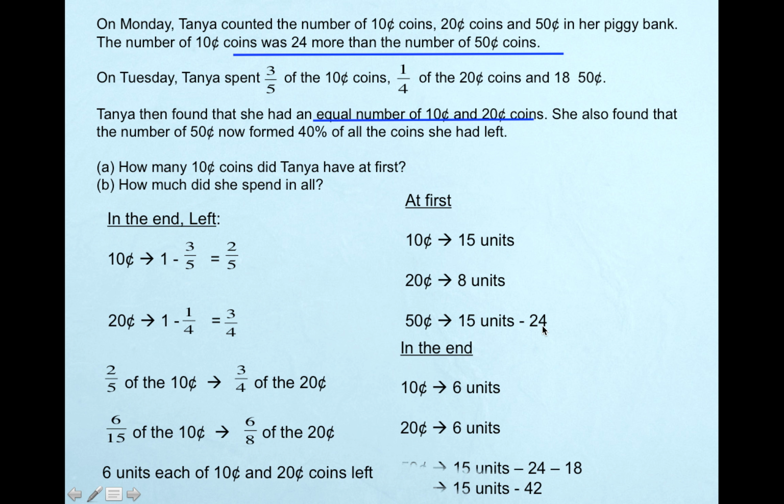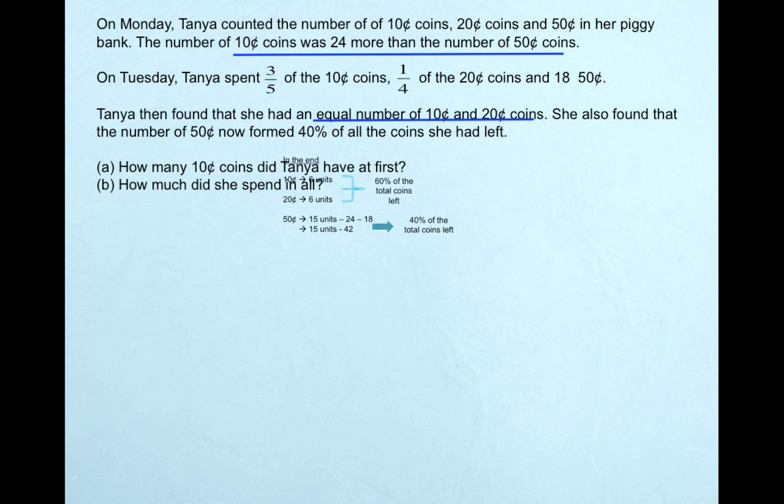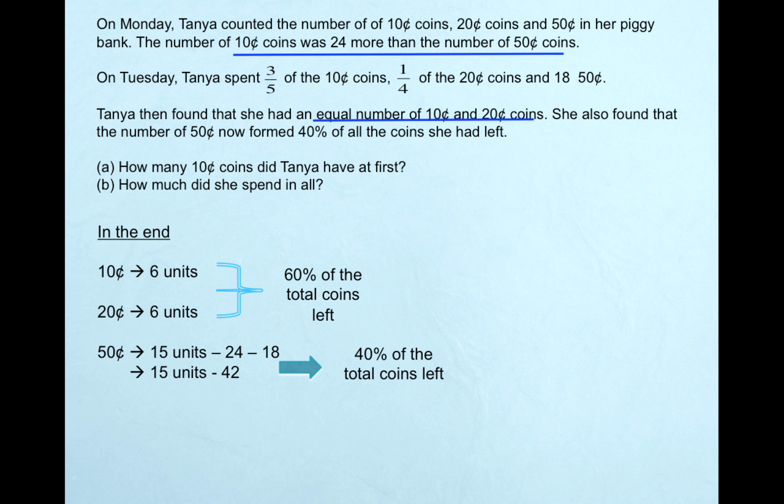So in the end, you take away a further 18. That will leave us with 15 units minus 42 for the number of 50-cent coins. Right, bear in mind, because next is how to solve the units. This is the particular piece, this is the clue on how we can actually solve the question.